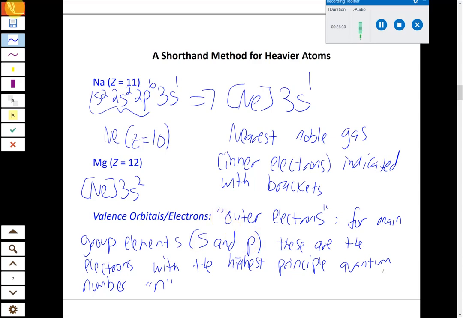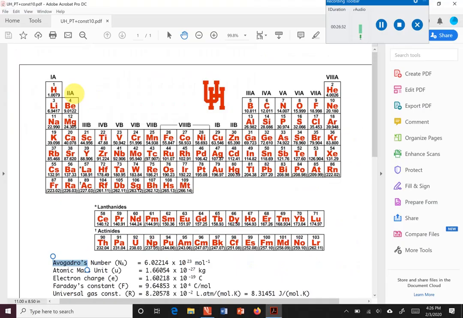All right, there's also a shortcut for getting this for main group elements, which is to look at these Roman numerals on the periodic table, these group numbers. That tells you how many valence electrons there are. So if we're in the first column of the periodic table, which is group 1A, that means there's 1 valence electron. It'd be the S electron, the last S electron that we put in. In group 2, there's 2 valence electrons. It'd be the 2 last S electrons that we put in.